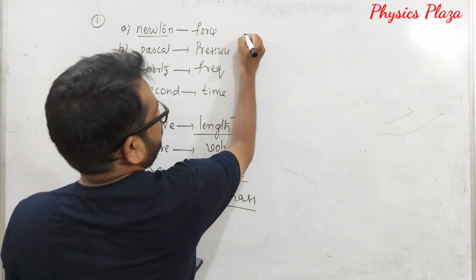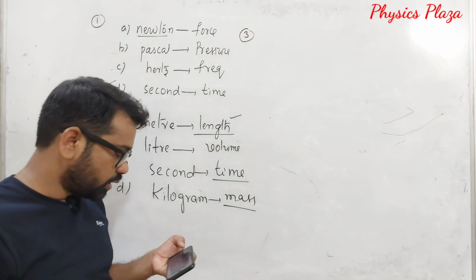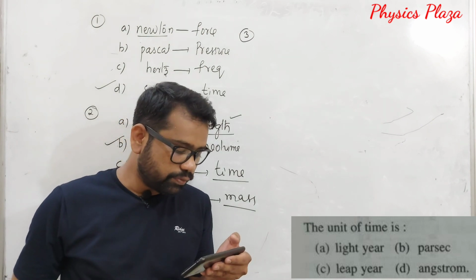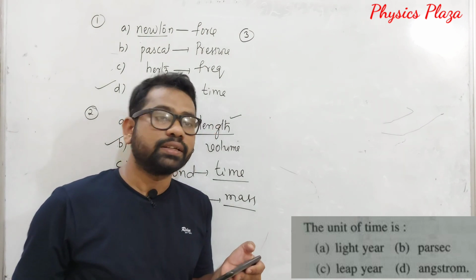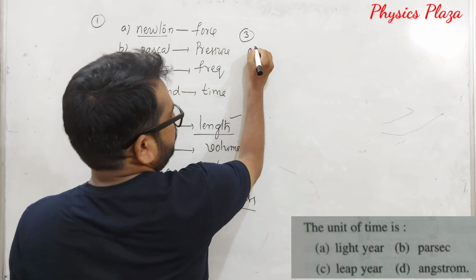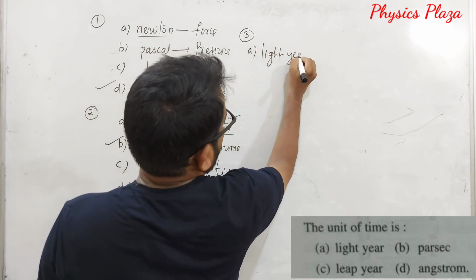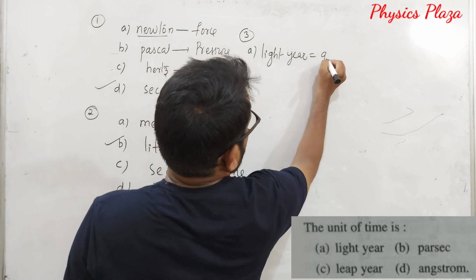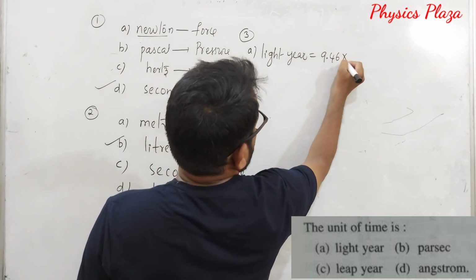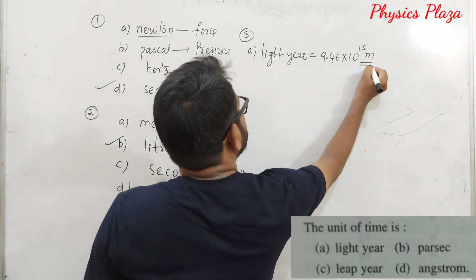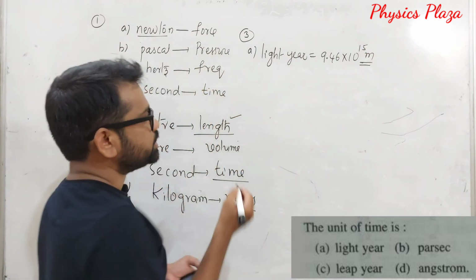Okay, fine. Third question. The unit of time is, children, it is given. First one is light year. So option A, light year. We know that 1 light year is equal to 9.46 into 10 to the power of 15 meters. As it is in meters, obviously it is a unit of distance.